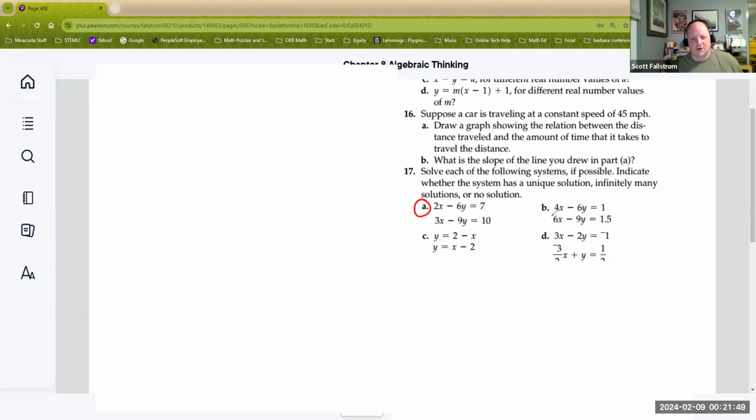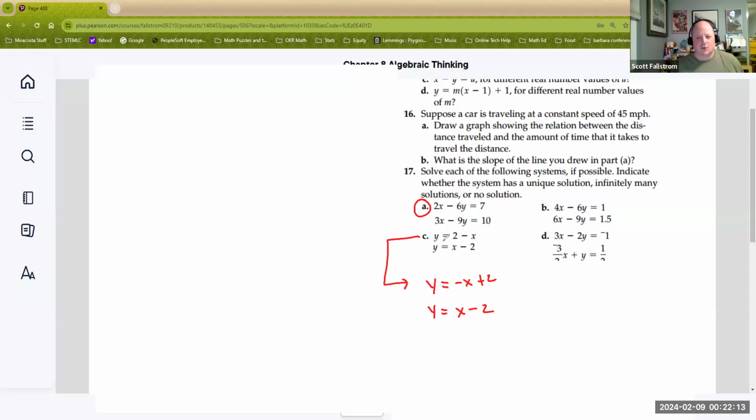Again, you could pick any of them, but in my mind, elimination is kind of the best. So think about how you would eliminate things. I would look at C, but if you just rewrite C, the first one would be minus x plus 2, and the next one would be y equals x minus 2. So if you just add those together, I think you'll be on your way to a solution pretty quickly.